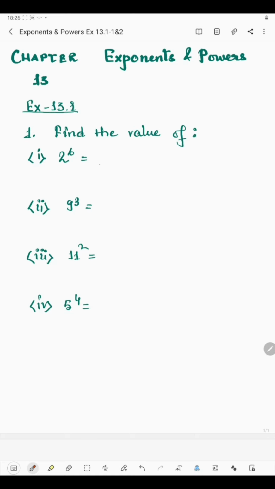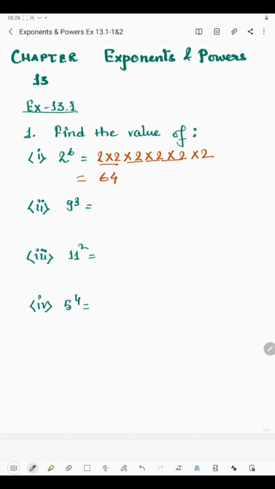In the first part we have 2 raised to the power 6. Here the power is 6 and the base is 2. Since the power is 6, we will write the base 6 times. 1, 2, 3, 4, 5, 6. So 2 2s are 4, 4 2s are 8, 8 2s are 16, 16 2s are 32, 32 2s are 64. So the value of 2 raised to the power 6 is 64.